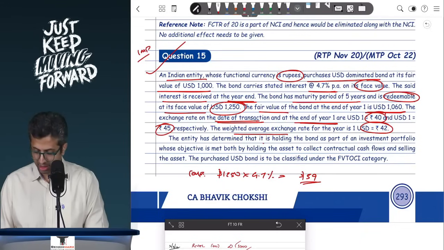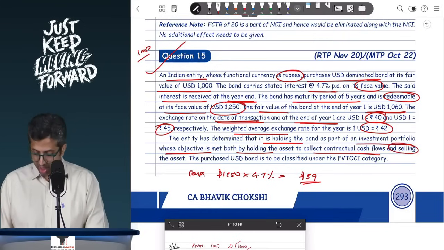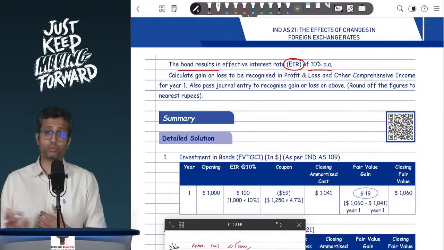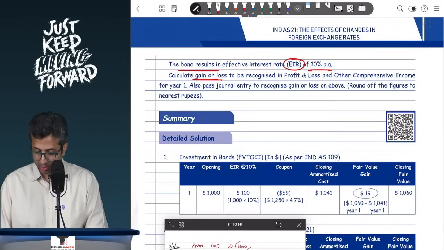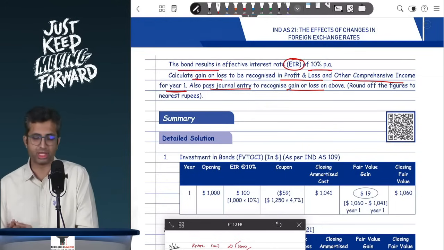The entity has determined that it is holding the bond as a part of the investment portfolio whose objective is met by holding and by selling, which means the appropriate classification will be FVOCI. The purchased USD bond is classified as FVOCI, that is correct. The bond results in an effective rate of around 10%. ER is given, so we'll have to take that. Calculate the gain or loss to be recognized in the P&L and the OCI for year 1. Also pass the journal entry to recognize the gain or loss on the above. Remember, this is only for the purpose of gain or loss. They are asking you to pass.